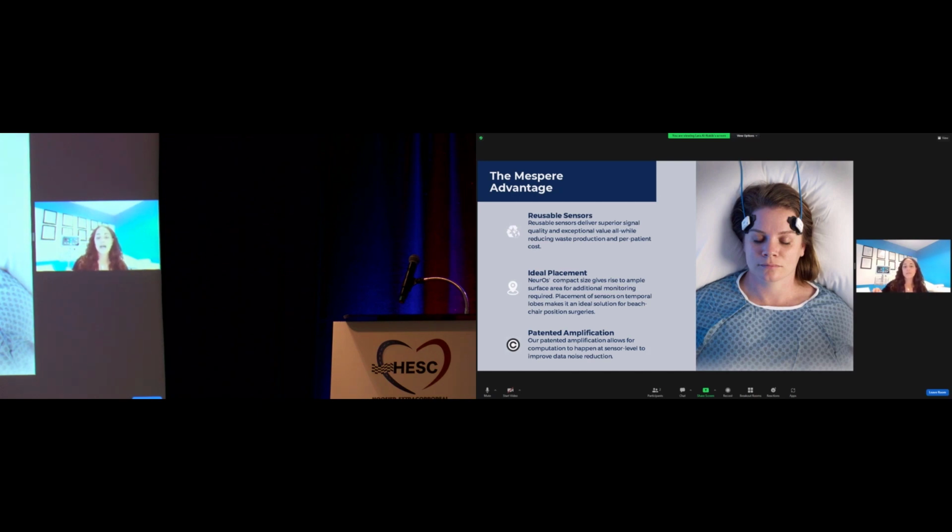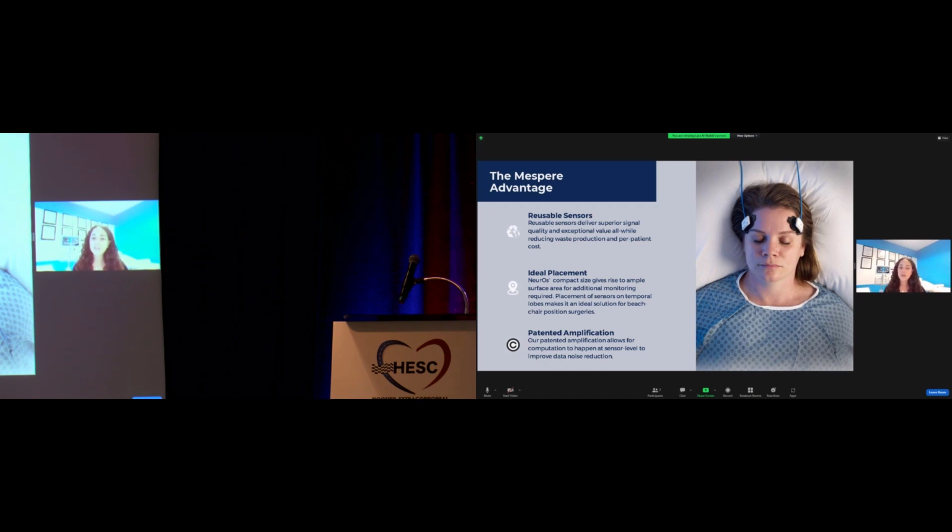Our placement has an ideal placement and ideal size, as depicted by the picture on the right-hand side. The sensors get placed right over your temporal lobes, but it really opens up the forehead space for any other additional sensors that might need to get placed, such as this sensor. A few anesthesiologists like to use that as well.